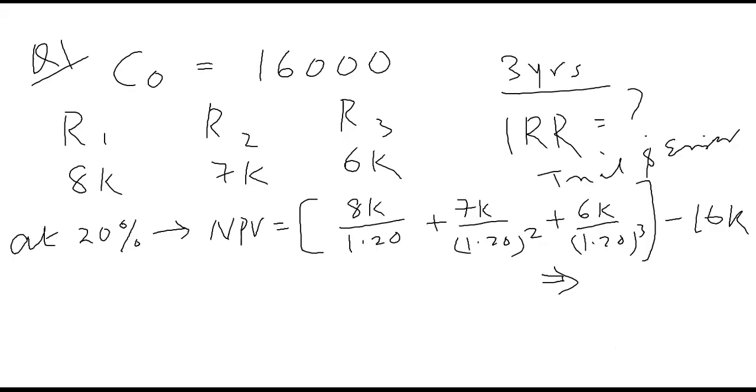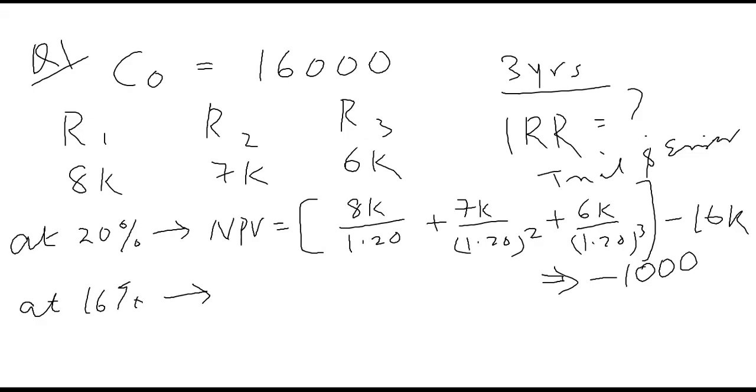Ma'am, minus 1,000. Minus 1,000, yes. So you got a minus. So what should you do, increase or decrease the rate of discount? Ma'am, decrease. Decrease the rate of discount. Now suppose I give you 16%. Find the NPV.